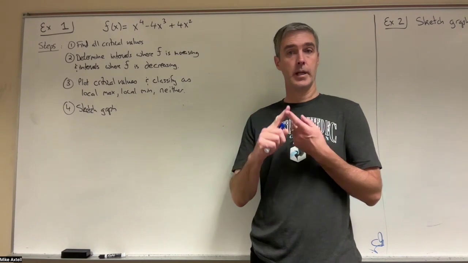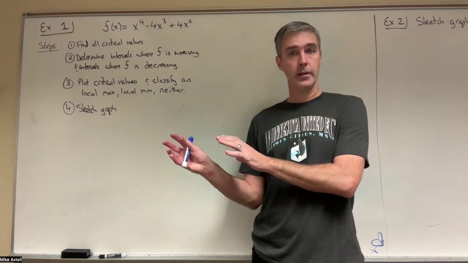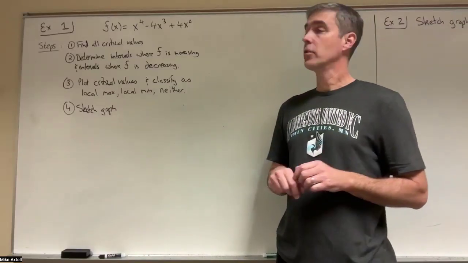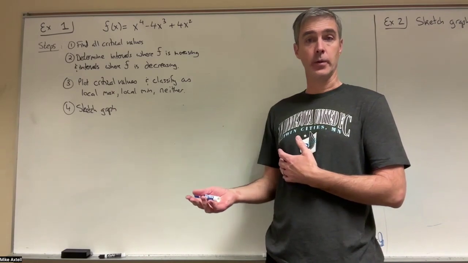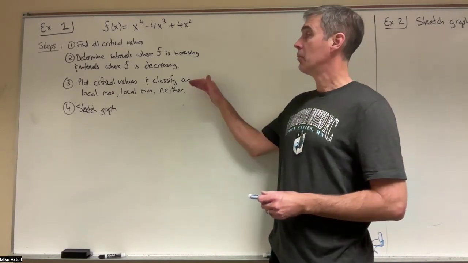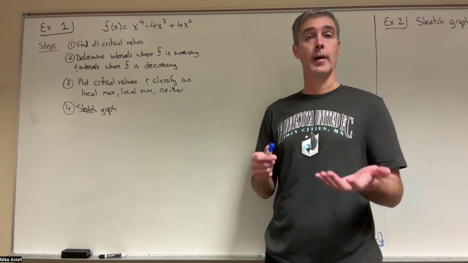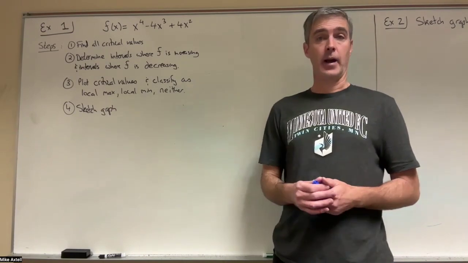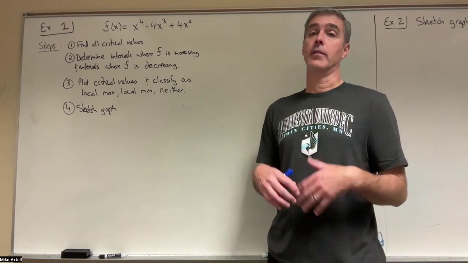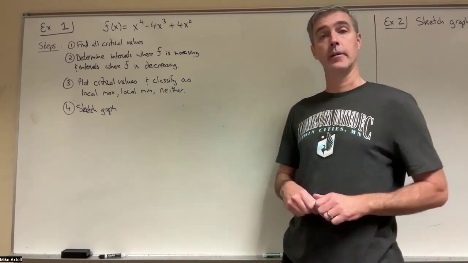That's going to require me to take the derivative, figure out where it's 0, or figure out where it's undefined. Once I have those critical values, I'm going to figure out the intervals where f is increasing and the intervals where it's decreasing, okay? I'm then going to plot the critical values, and I can then classify them as to whether they're a local maximum or a local minimum, and I'll explain what that means. And then I'll sketch the graph. I could add in more details like find the y-intercept, find the x-intercept, and we will, but let me just do this very basic stuff first.